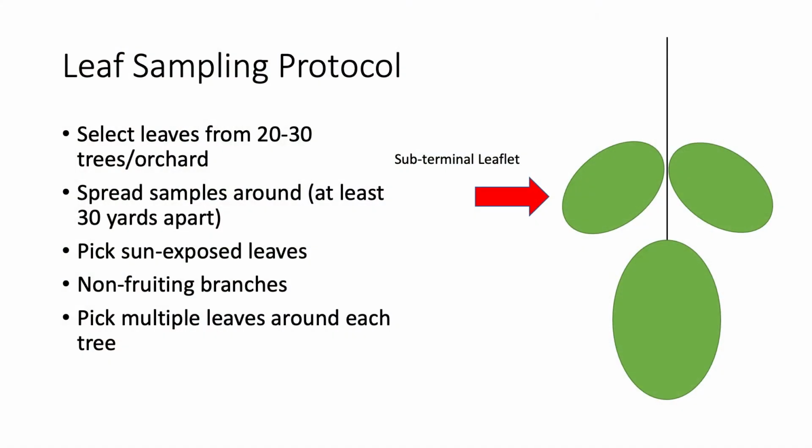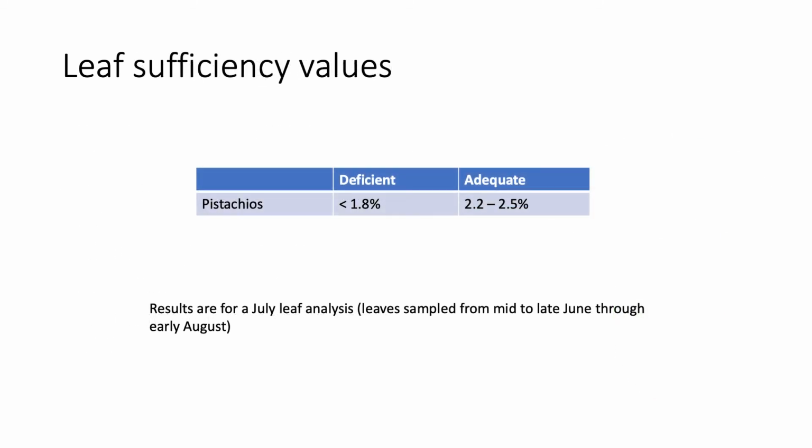To leaf sample, you'll be selecting the sub-terminal leaflet that's marked in this slide here from 20 to 30 trees across the orchard. Make sure you spread these samples around. You should be pulling leaves from trees that are at least 30 yards apart. Pick sun-exposed leaves from non-fruiting branches and select leaves from all around the tree. On this slide, you can see deficiency and sufficiency values for pistachios. Just keep in mind that this is for the July leaf sampling timeframe.